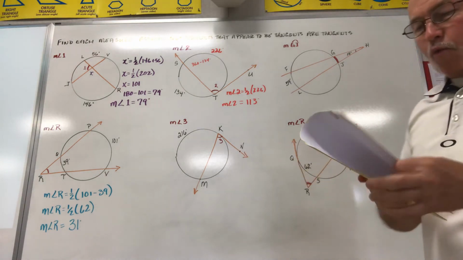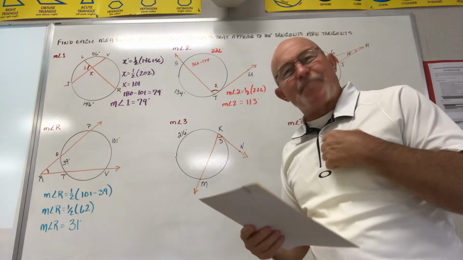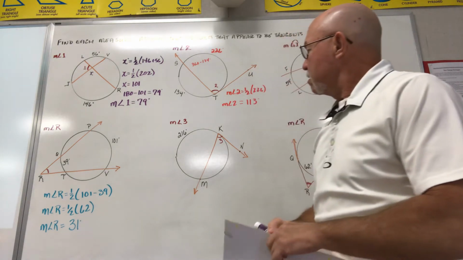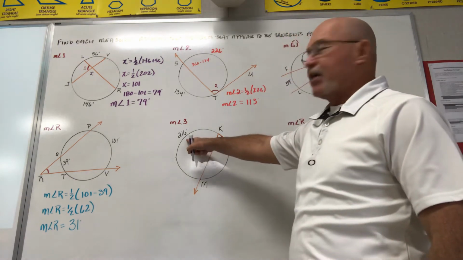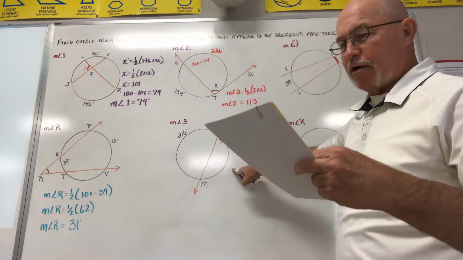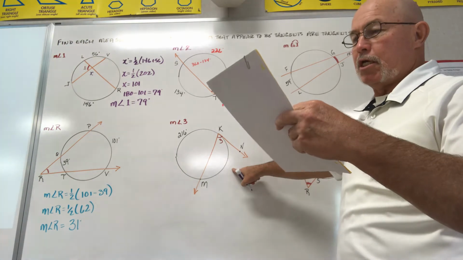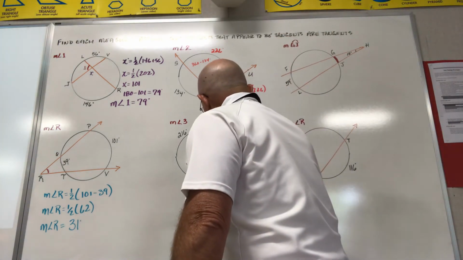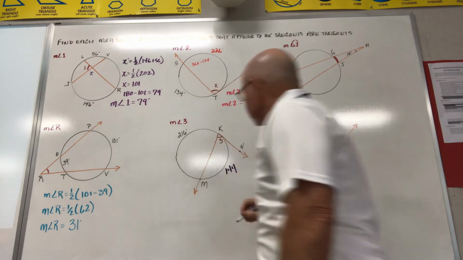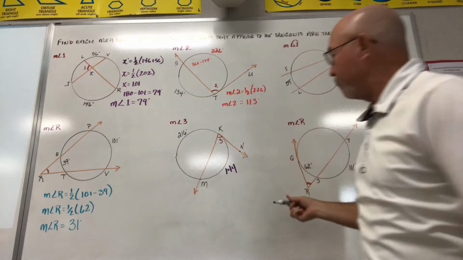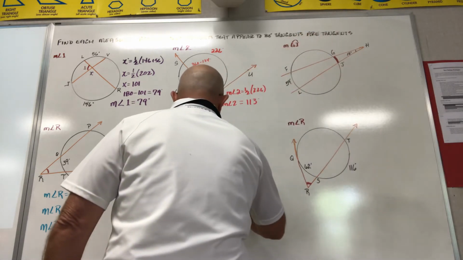Same thing here. We treat these just like inscribed angles. That's the easier way to look at it. Once again, I've got 216 right here. That tells me that this over here is going to be 144. 360 minus 216 is where I got the 144. Now I'm just going to take half.